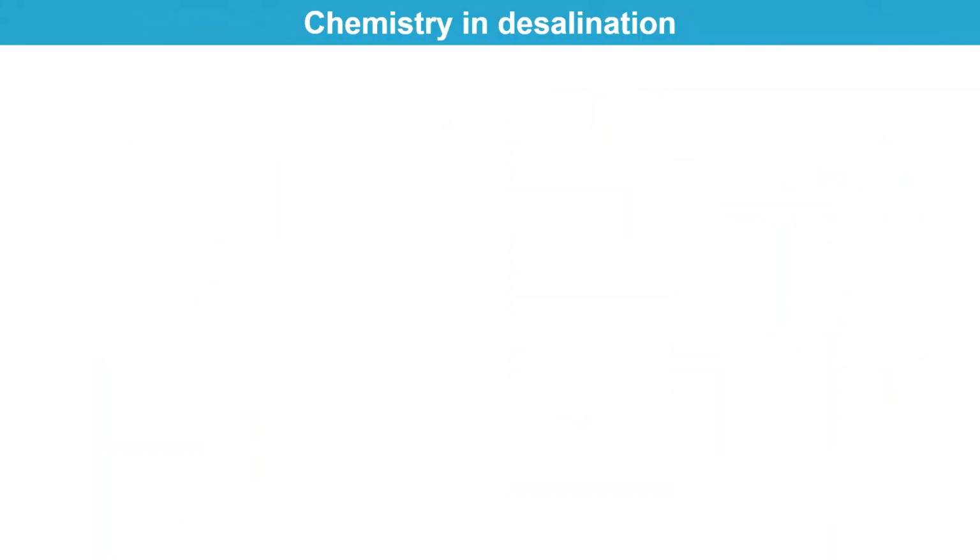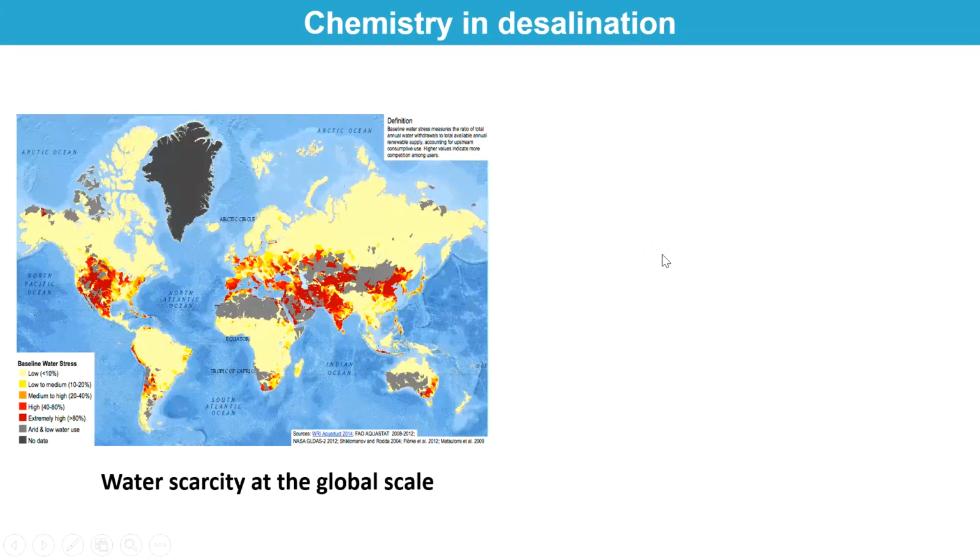In this video, we explore the importance of chemistry in desalination. Water shortage over the past decade has become a serious global issue. As shown on this figure that we have here, we can say that a significant portion of the population in the world is or is going to experience serious water shortage.